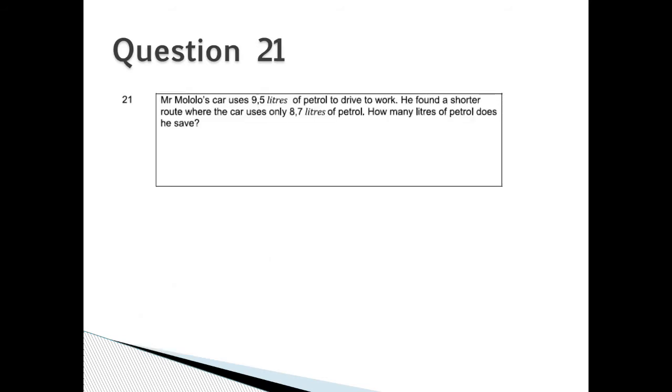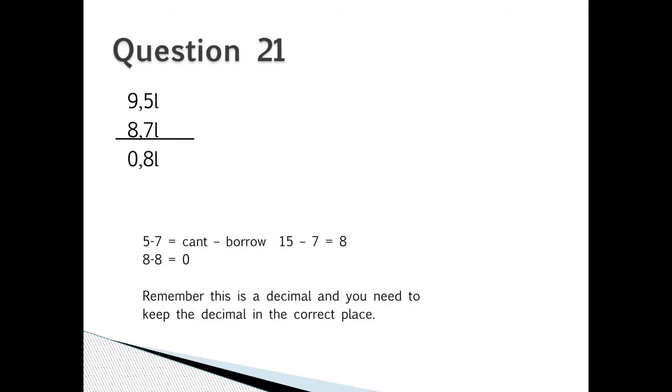Question 21. Mr. Mololo's car uses 9.5 liters of petrol to drive to work. He found a shorter route where the car uses only 8.7 liters of petrol. How many liters of petrol does he save? He will save the difference between the two, so 9.5 liters minus 8.7 liters, which is equal to 0.8 liters. Remember, this is a decimal, and you need to keep the decimal in the correct place.